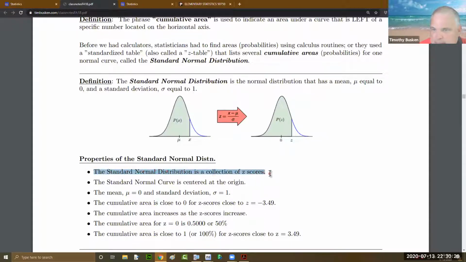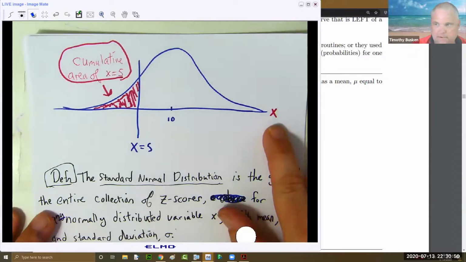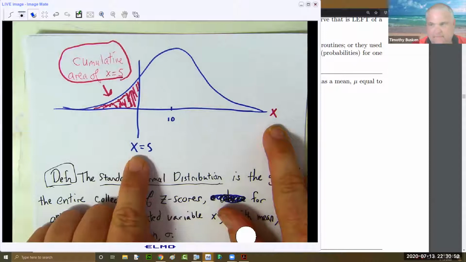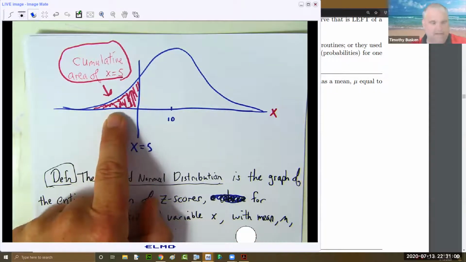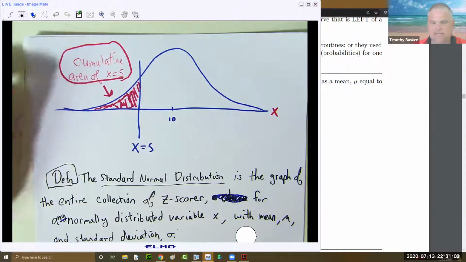We know that it's a collection of z-scores for any normally distributed random variable x. We know that it's centered at the origin because the mean is 0 and the standard deviation is 1. Furthermore, the cumulative area, so we need to talk about what cumulative area means. If you take a look at this graph, I've got a graph of a normally distributed random variable x, and I've located 5 along the x-axis. The area under the normal curve to the left of 5 is called the cumulative area of x equals 5.